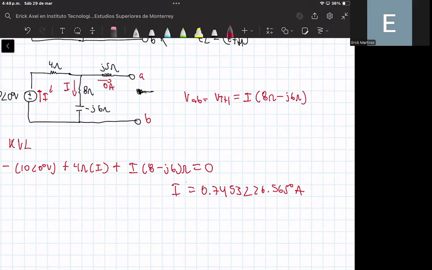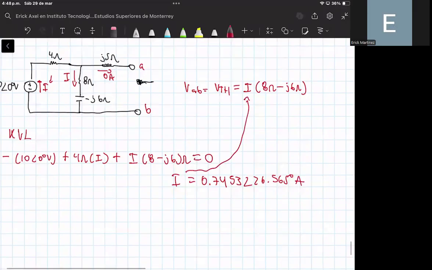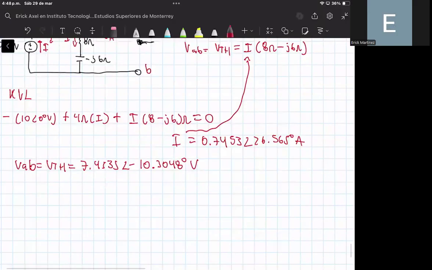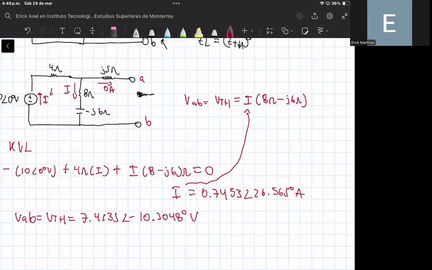So if you plug in this value right here, you will notice that the voltage between terminals A and B, that is the Thevenin voltage, is equal to 7.4535 with an angle of minus 10.3048 degrees volts. This is the value of the Thevenin voltage.